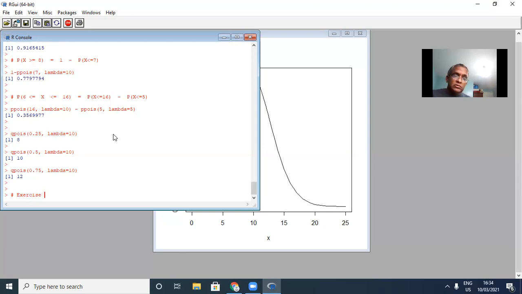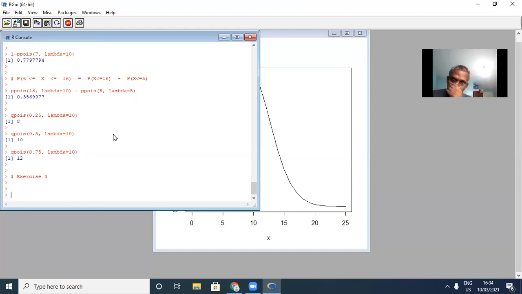Next one is exercise 3. I'll try to do the 5-number summary later. Basically, a 5-number summary, remember, is the minimum, the lower quartile, the median, the upper quartile, and the maximum. For a Poisson distribution, the minimum is 0 and the maximum is infinity. So we basically have done it already, except that the minimum and the maximum are 0 and infinity, respectively.